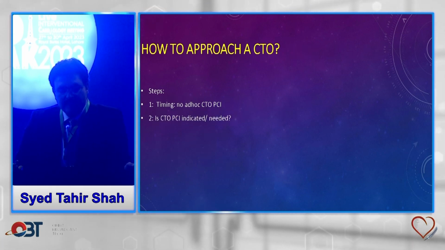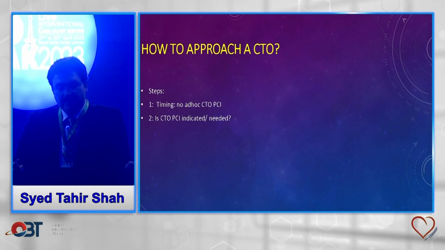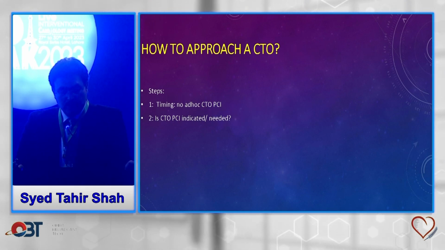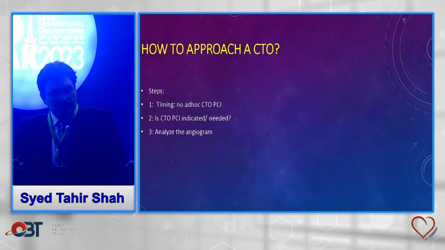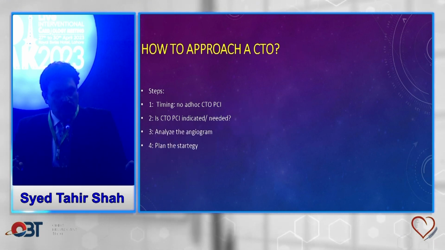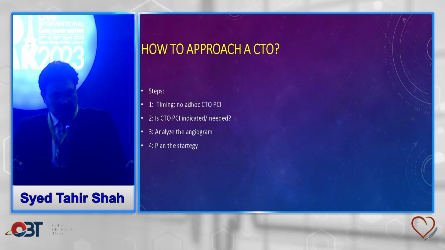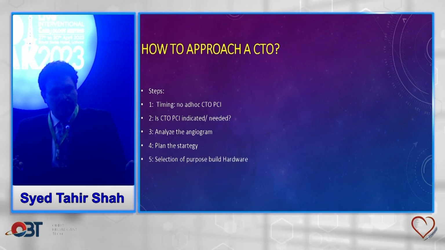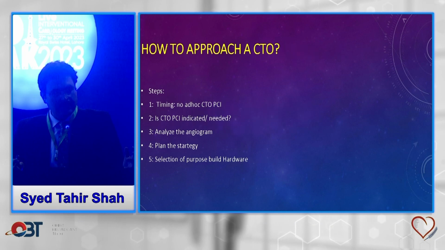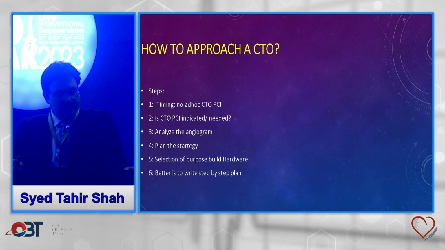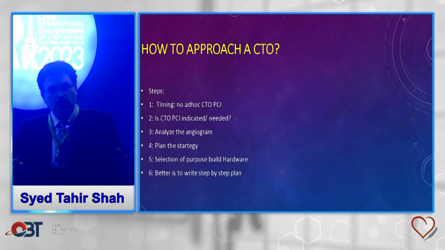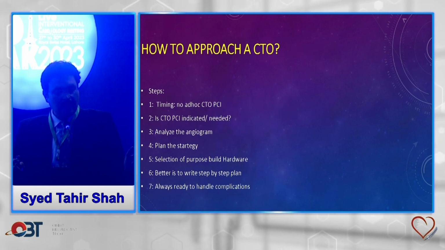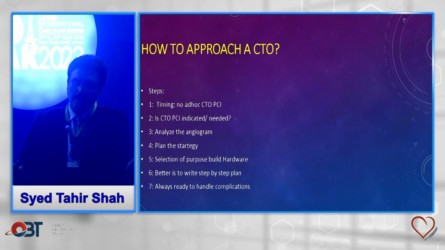If CTO PCI is indicated or not indicated, is the second step you have to think about when you are attempting a CTO PCI. Then analyze the angiogram. The fourth one, plan the strategy. The fifth one is selection of purpose-built hardware, which I already mentioned. Then 6, better is to write a step-by-step plan for doing a CTO. And then 7 is always be ready to handle complications.